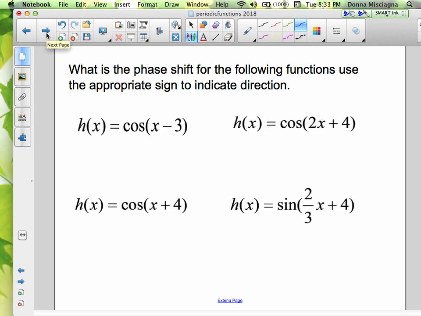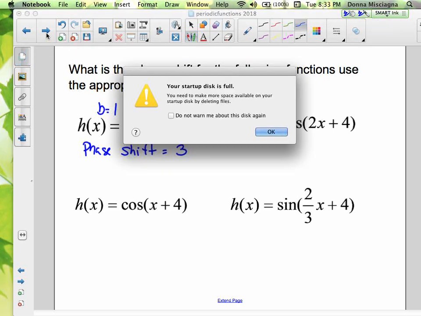So here, my phase shift. B is already factored out, so I don't have to worry about it. B, by the way, is 1, because you don't see a coefficient. So the phase shift here is 3. I'm going 3 to the right.